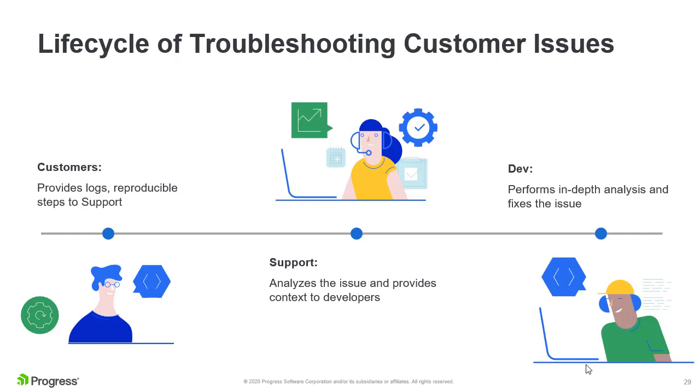The life cycle is not unidirectional. Oftentimes, there will be a lot of back and forth in each step before the issue is resolved. So this is where Fiddler can help in reducing the overall turnaround and optimizing the workflow.